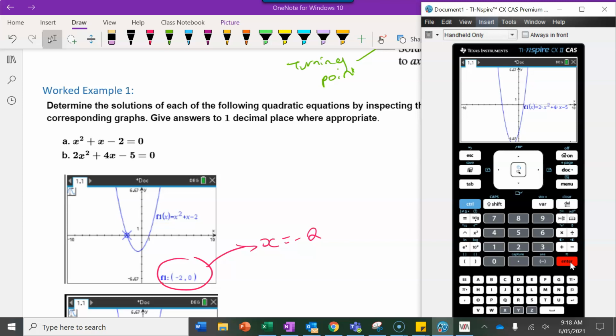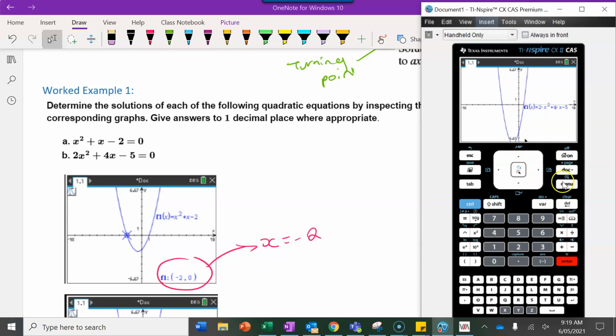Now, I have got a bit of an issue. I can't see my turning point. I can't see where the graph turns around. So I'm going to need to zoom out. It's too zoomed in. My graph is too big. So you would have typed in a second one. That's okay. That's fine. As long as you know which one is which, that's fine.